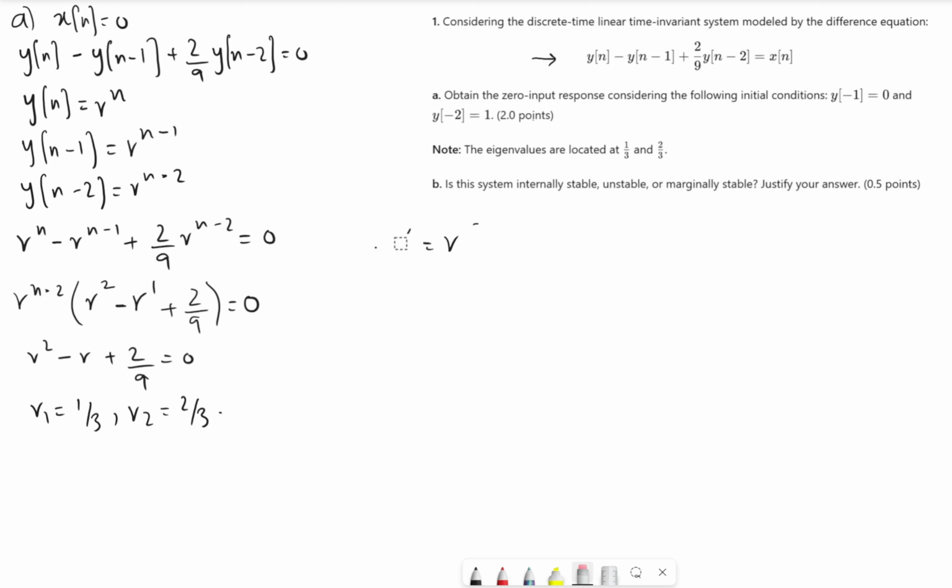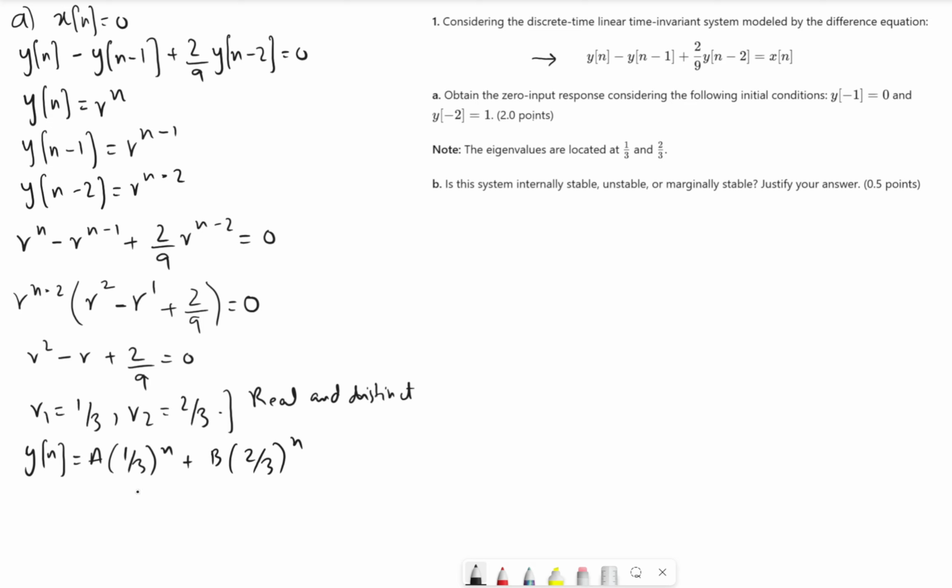Once we have the roots, the next thing is to write the general solution. When the roots are real and distinct, meaning they are real and they are not the same, the general solution is given by y of n equals a times the first root to the power n, plus b times the second root to the power n.